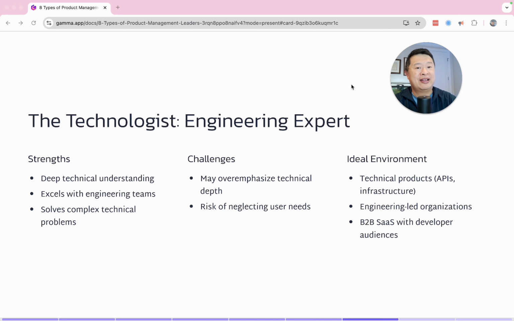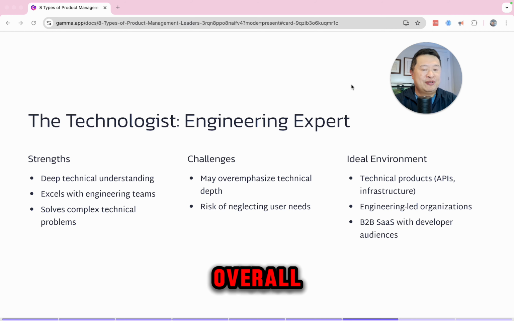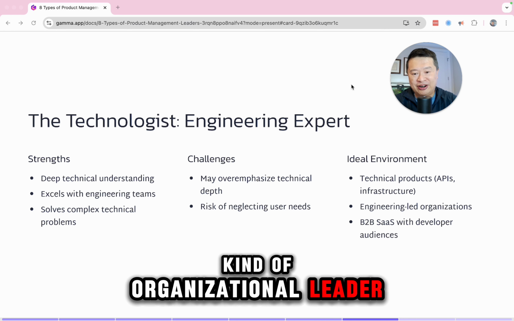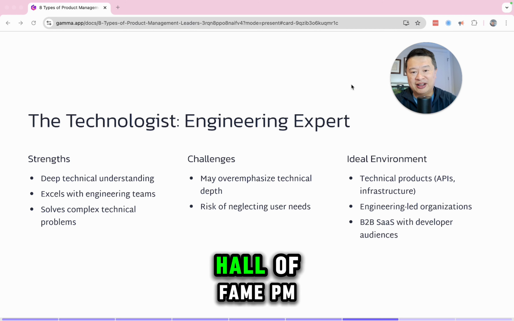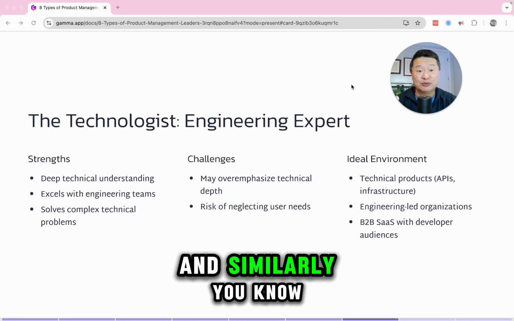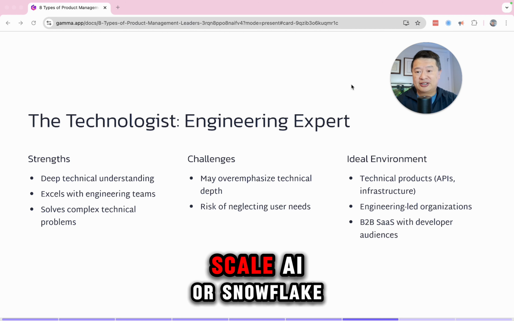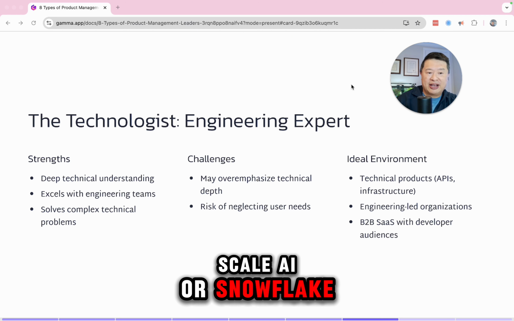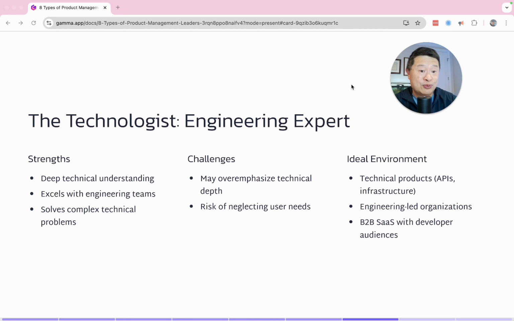Might be required. You throw the business strategist, ideas person, overall organizational leader into a super technical company and technical product. They might have been Hall of Fame PM leads in other environments, but will struggle in this environment. And similarly, if you take the PM lead from a company like Scale AI or Snowflake or something like that, and then you drop them into a very consumer-focused company or even a SaaS-focused company, may not have the same results. All right, next.